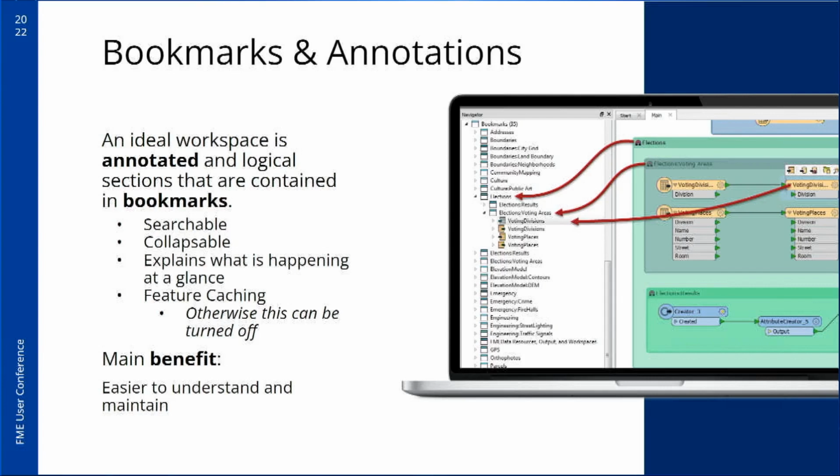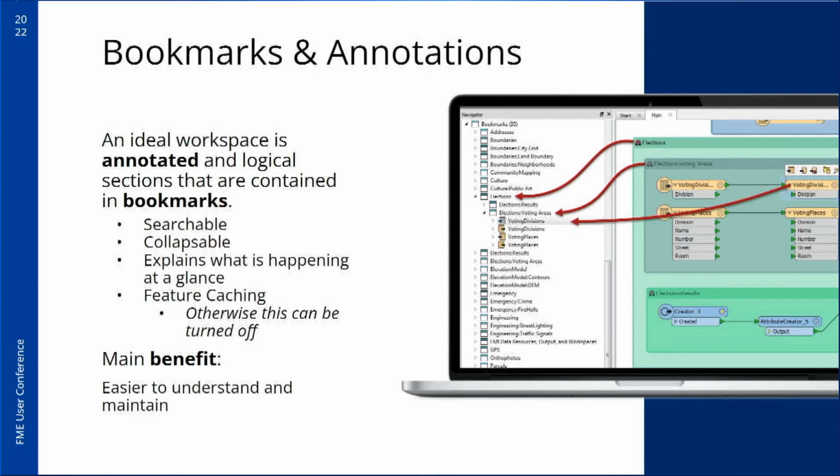You can break the workspace down into logical sections, so you can just look at a glance what's happening in each area. Bookmarks also have a performance feature to them if you consider it that way. If you're working with visual preview and feature caching enabled, and you collapse a bookmark, it's only going to create a single feature cache on the output port. So you're not going to be creating a feature cache on every individual node on the canvas if things are collapsed in there. So if you work with visual preview, that's a great way to save some memory on your machine, as well as run workspaces a little bit faster.